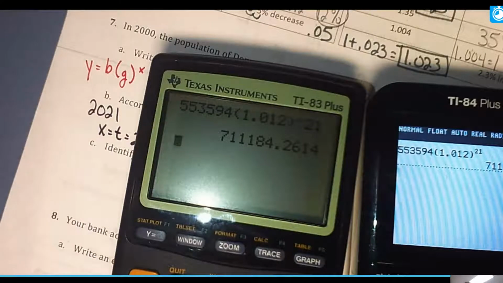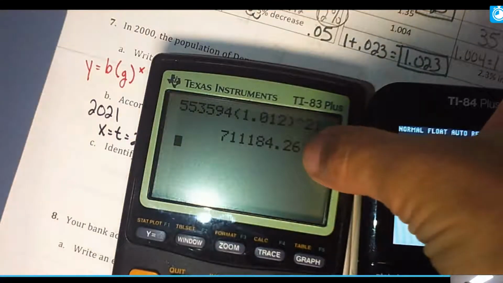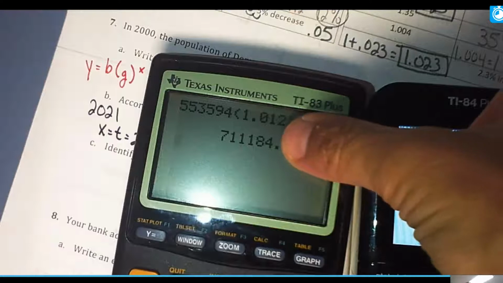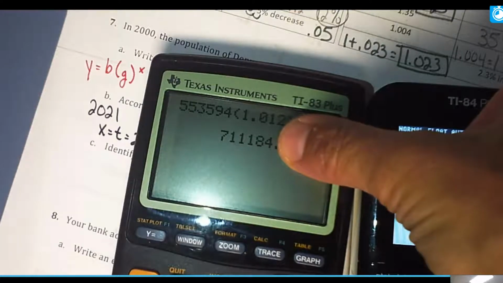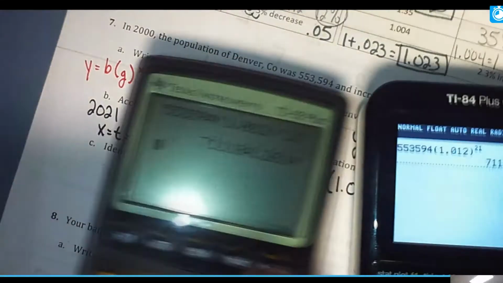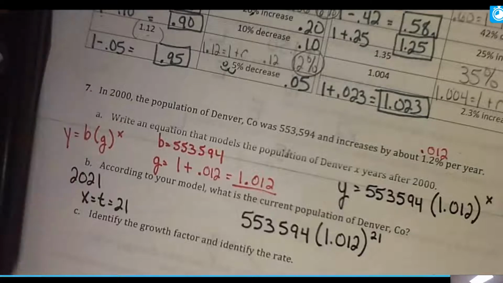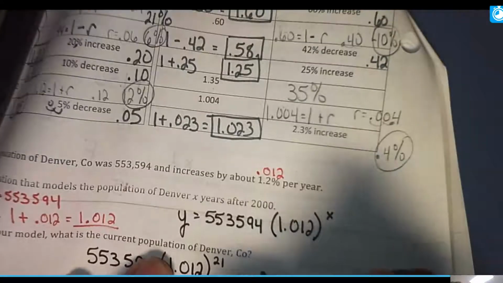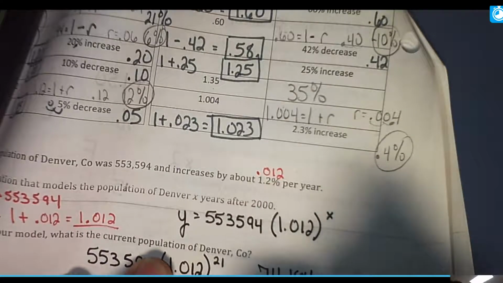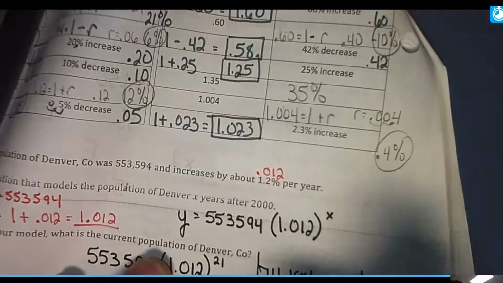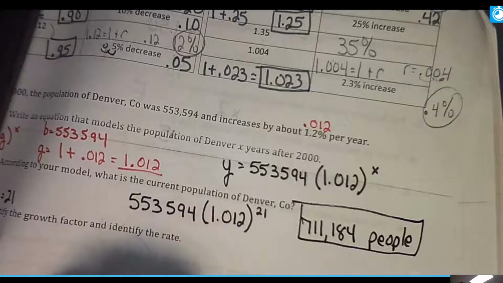This is a population, so I'm not going to have percentages of a person. So I'm just going to keep my number at this, and I'm going to write it down. So how many people will there be? This number said out loud is 711,184, and I always need to label my answers in context. Whoops, sorry you couldn't see that.